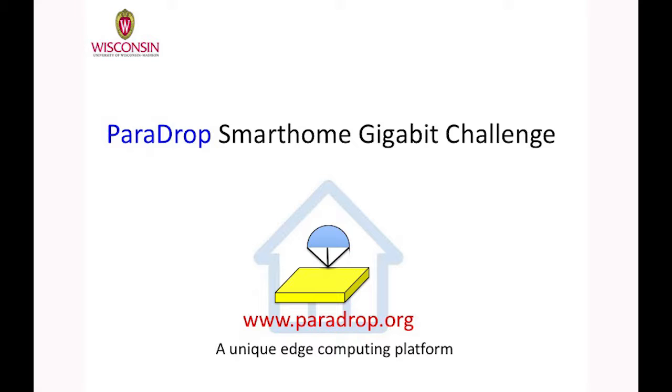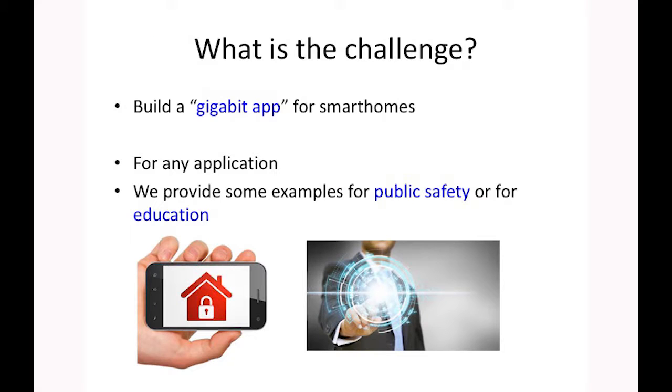So what is the challenge? Within that broad vision that Glenn painted for you, you have all these different exciting areas in education, in connecting people in interesting ways, in helping public safety agencies, and doing interesting things. What do we want you to do in the Paradrop Gigabit Challenge for 2018? What we want people to do is to build what we call a Gigabit app.